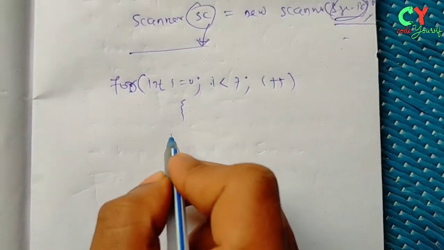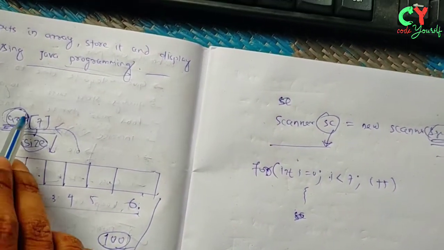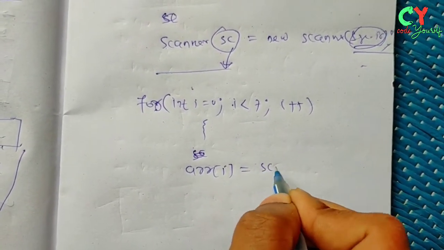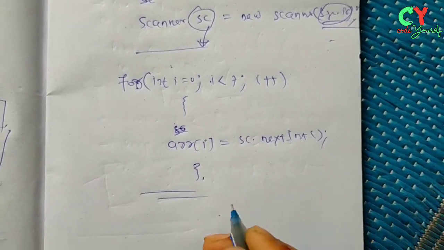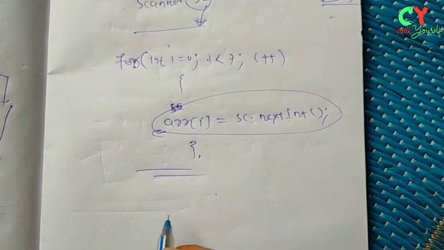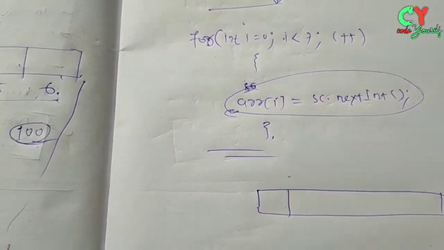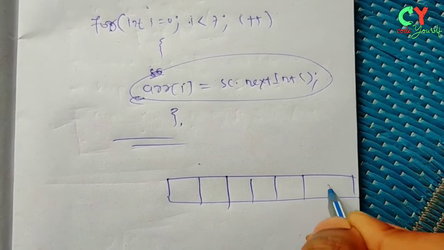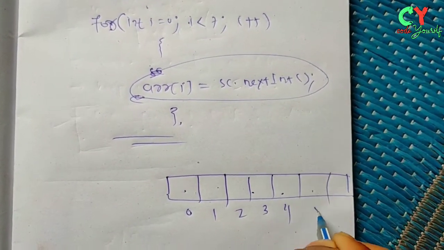Here inside the block we will write our array name, arr of i equal to sc dot nextInt. Now I'm going to discuss how it stores elements in the memory blocks. See, it will create 7 blocks. I have told earlier: 1 2 3 4 5 6 7, with indexes 0 1 2 3 4 5 6.